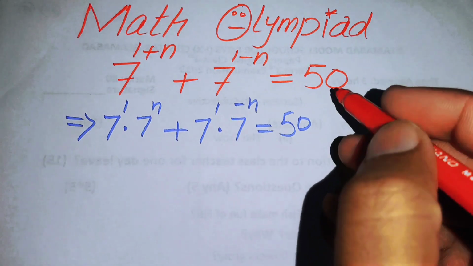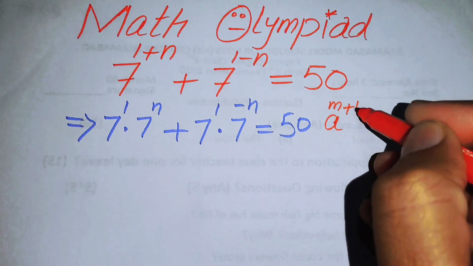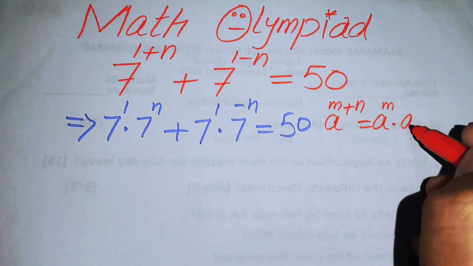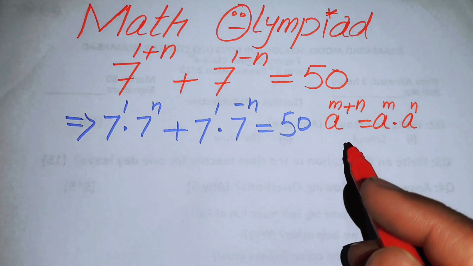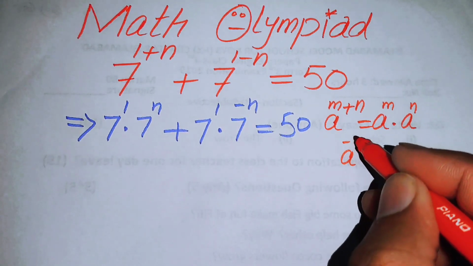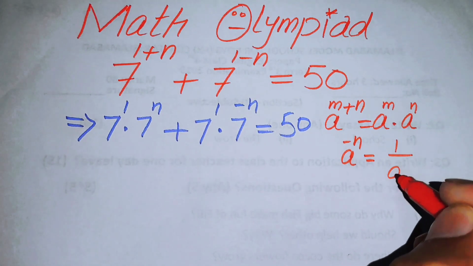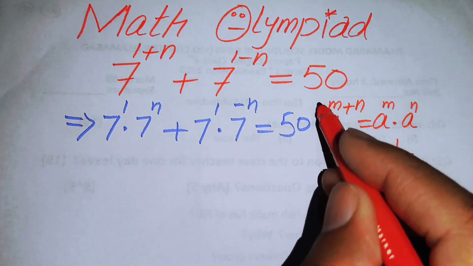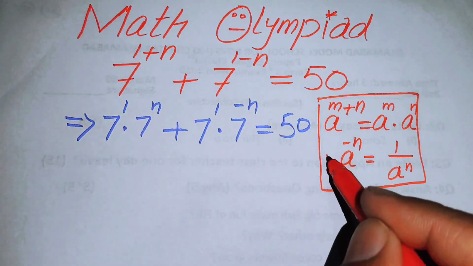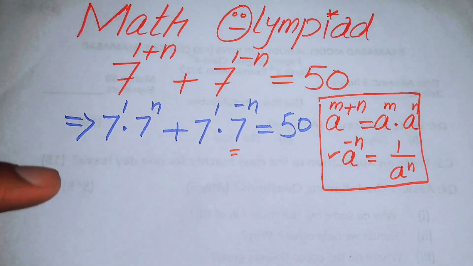The law which I can use here is in the form of a to the power of m plus n equals a to the power of m times a to the power of n. I will use this nice law, and we have another law: if you have a negative exponent, then you write it in the form of 1 over a to the power of n. So now I can use the second law in this term.